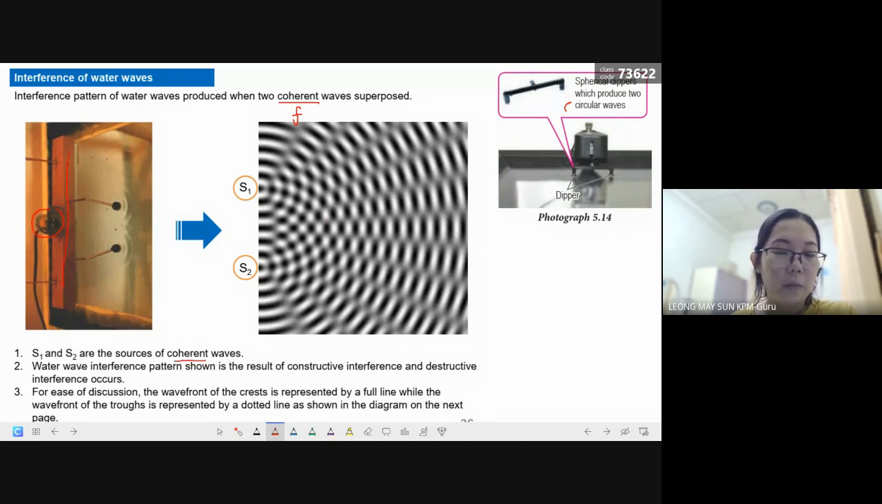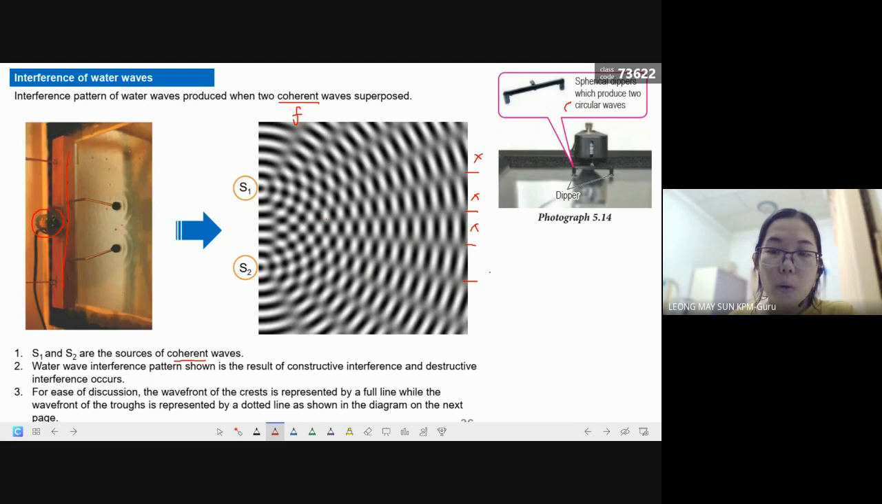The water wave interference pattern shows the resultant constructive interference pattern and the destructive lines. So here are the destructive lines. For ease of discussion, the wavefront of the crest is represented by a full line, while the wavefront of the trough is represented by a dotted line, in the pictures inside the textbook also.